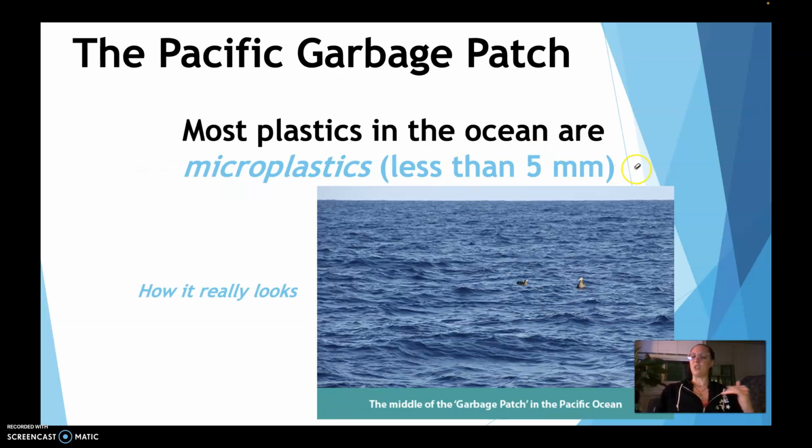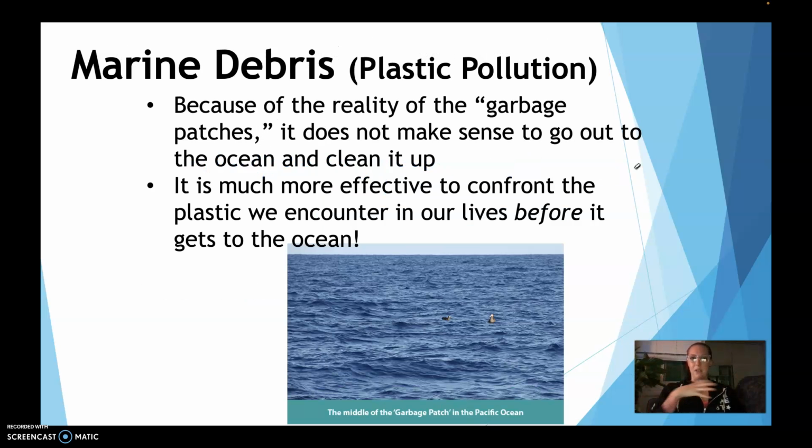It's also this issue of microplastics. Microplastics are defined as plastic that is less than 5 millimeters, which is super, super small. It's broken down from wave action as well as the sun beating down on all of this plastic and breaking it down. Unfortunately, because of the reality of these patches, it does not make sense to go out and clean all of this stuff up. It's generally more effective to confront the plastic where we encounter it in our lives before it gets to the ocean.